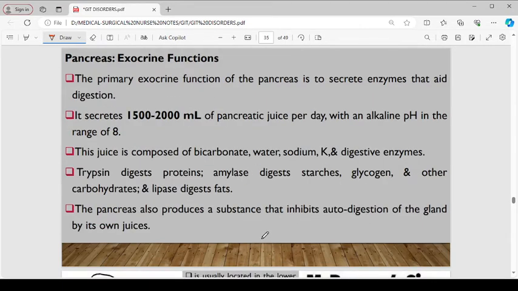We also have digestive hormones in the intestines, which will also regulate the secretion of this pancreatic juice. The pancreas also serves exocrine functions, and the primary exocrine function of the pancreas is to secrete enzymes that will aid digestion.